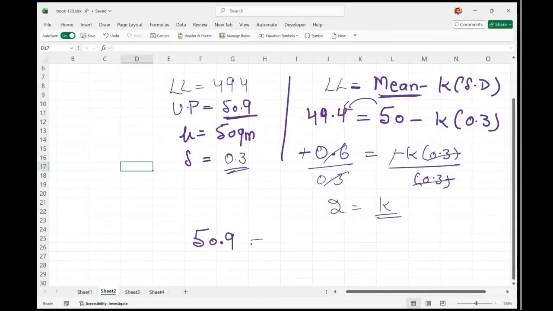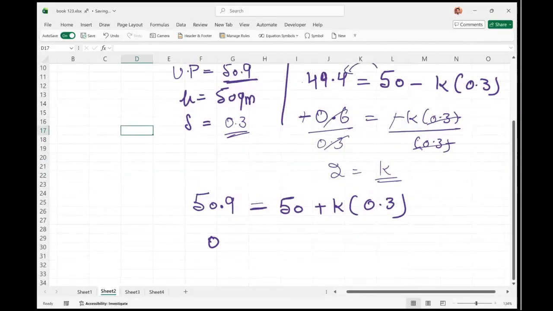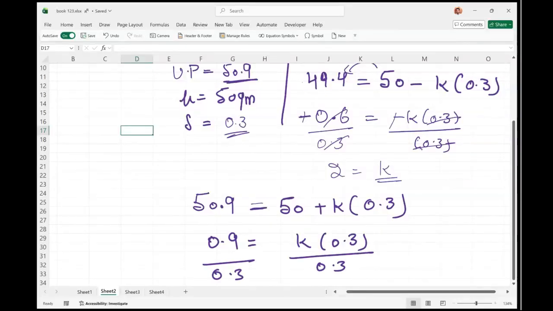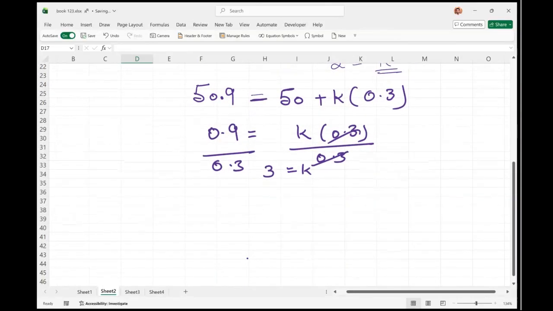So 50.9 equals the mean, 50, plus k times standard deviation, which is 0.3. If I do the math on this one, this will be 0.9 equals k times 0.3, dividing both sides by 0.3. This will come out to be k value as 3 standard deviations. So let's look into this question carefully now.